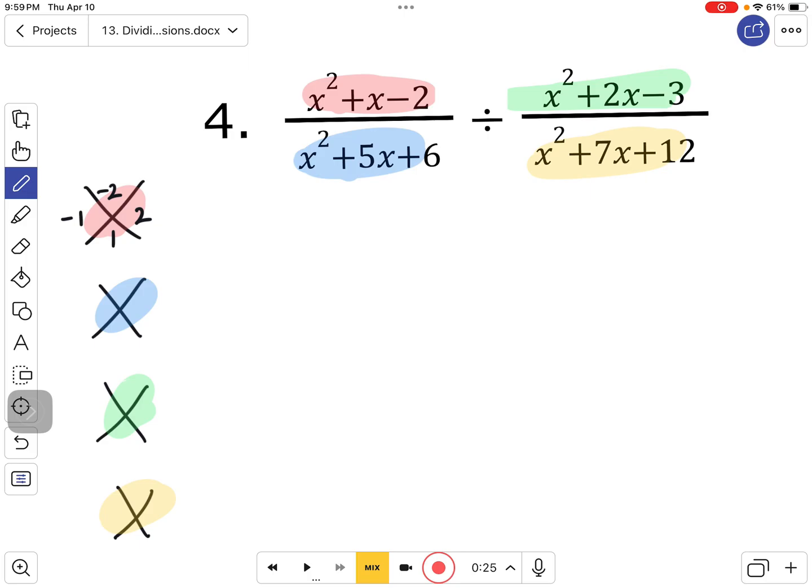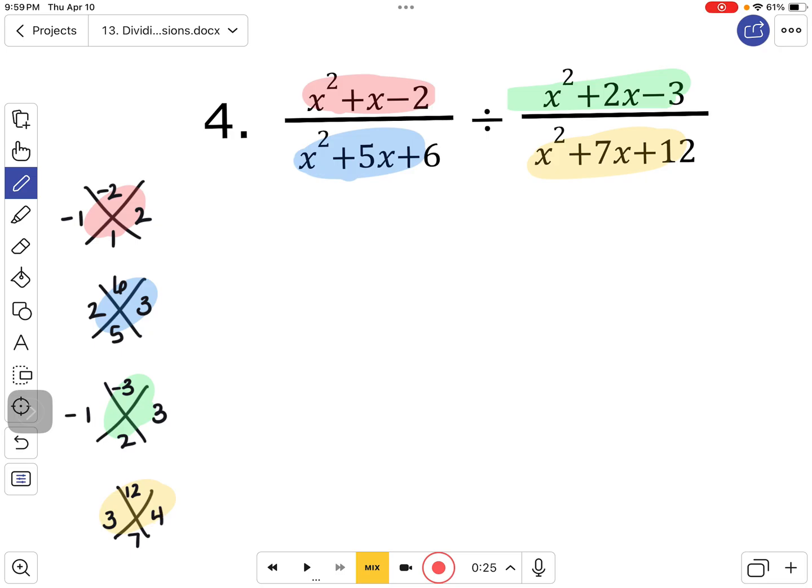Okay, I'm going to go to my blue one. I have a 6 and a 5. It's all positive, so I know they're all going to be positive. So the only way I can make that work is a 2 and a 3. My green one, I have a -3 and a 2. The only way to make 3 are 1 and 3. Okay, 2 on the bottom is positive, so the smaller number is going to be a -1. And lastly, I have a 12 and a 7, and I know 3 and 4 make 7. They're all positive, so those are going to be positive.